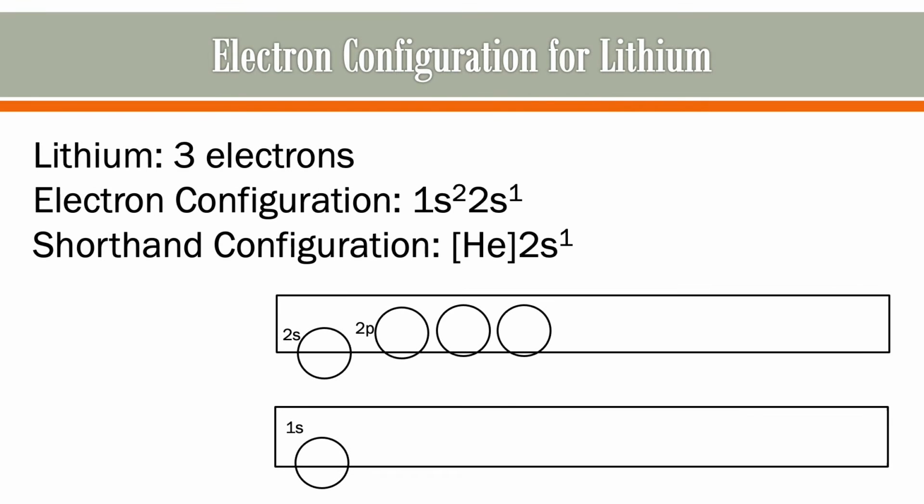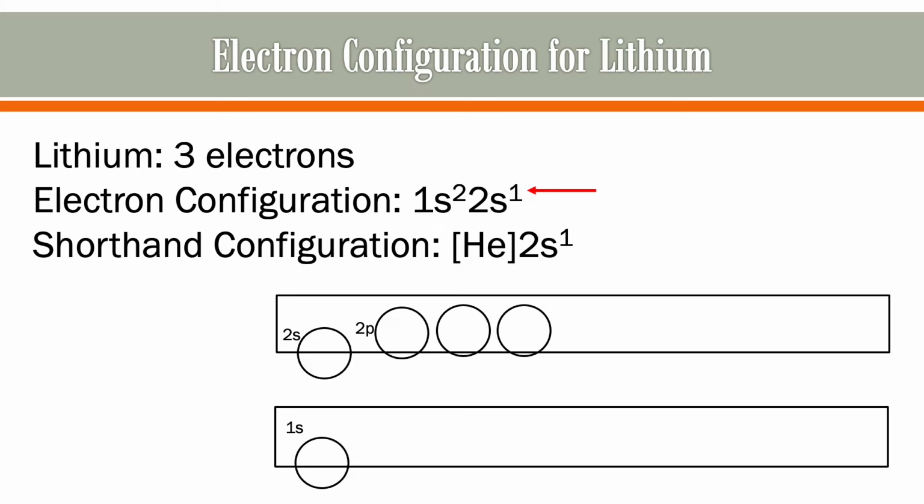Here are the electron configurations and diagrams for neutral second row elements. Lithium has 3 electrons. We'll write 1s2 to represent the first 2 electrons in the lowest energy orbital, the 1s. The next electron goes in the next higher energy orbital, the 2s. And we'll write 2s1. I have included the shorthand configuration.